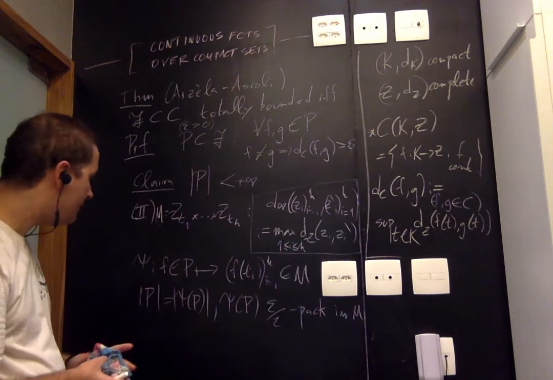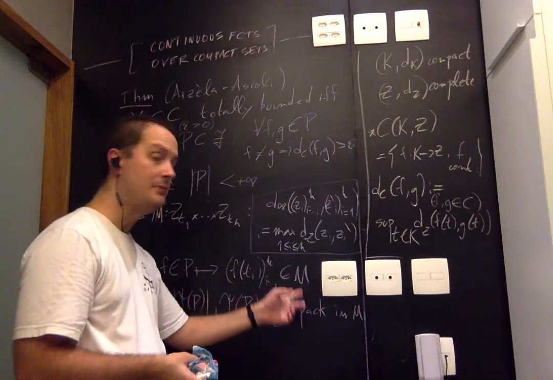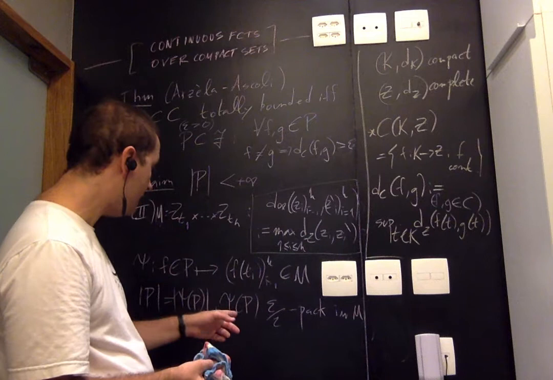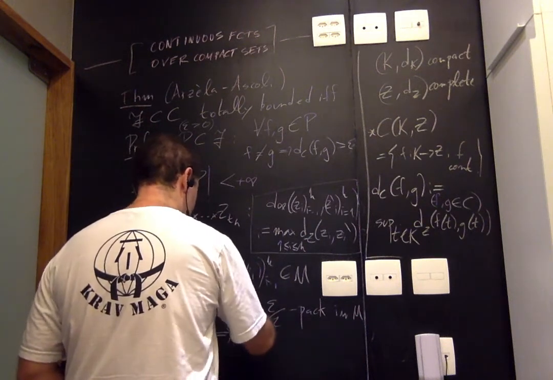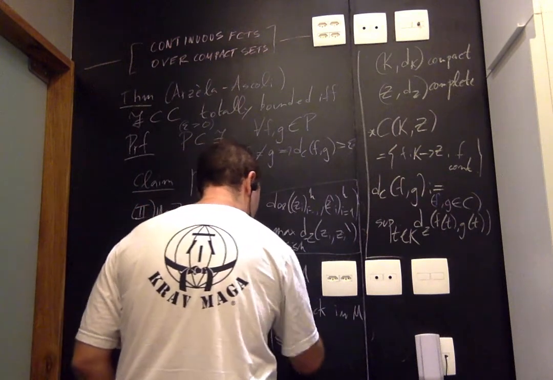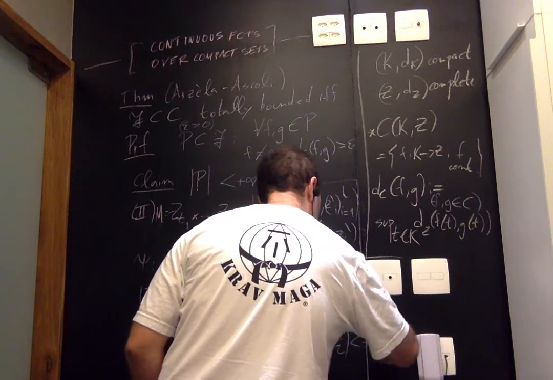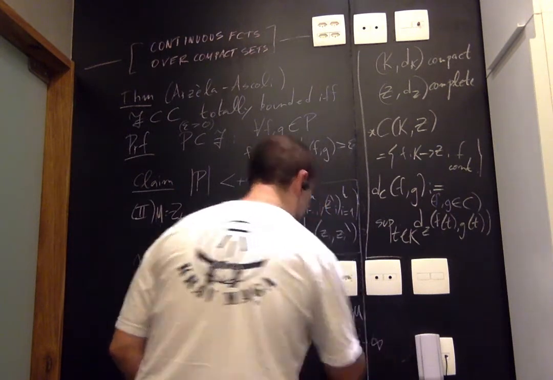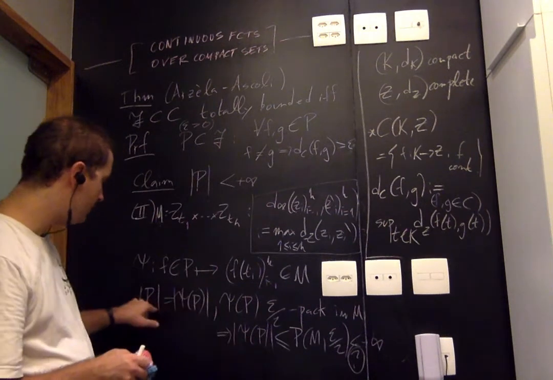Okay, now as I said, in order to finish, it suffices to prove that M is totally bounded. Because if I prove that, I know that the cardinality of psi of P, which is exactly the cardinality of P, is less than the packing number of M at epsilon over 2, which is finite, right? That is if M is totally bounded. And if this is true, then P is finite too.